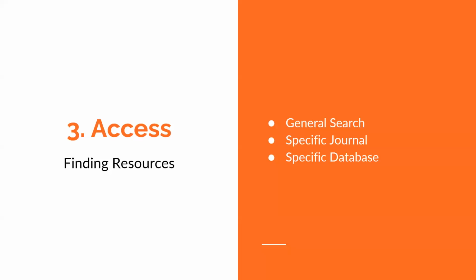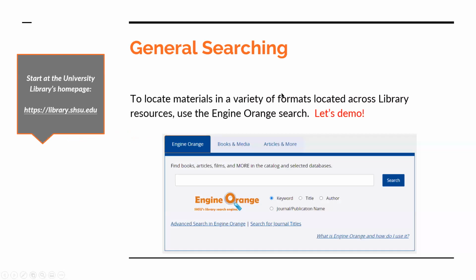So part 3 covers access, both general and specific. And this is where we'll start to get more into some of that demonstration. So first up is general searching. And when I say general searching, I'm referring to a browse for information where the topic is uncomplicated and the format is flexible for you. The library has a search engine known as Engine Orange that will perform what's called a federated search of not all but most of our collections.